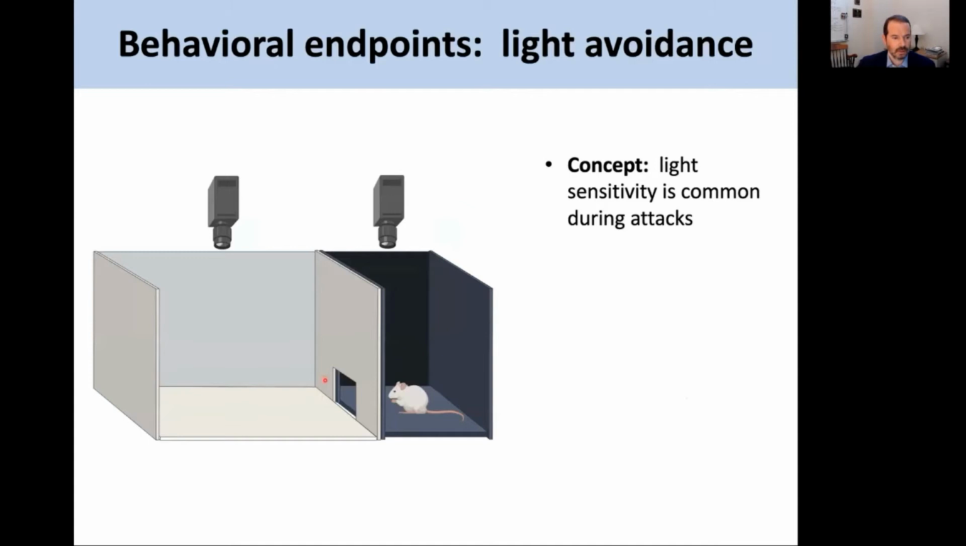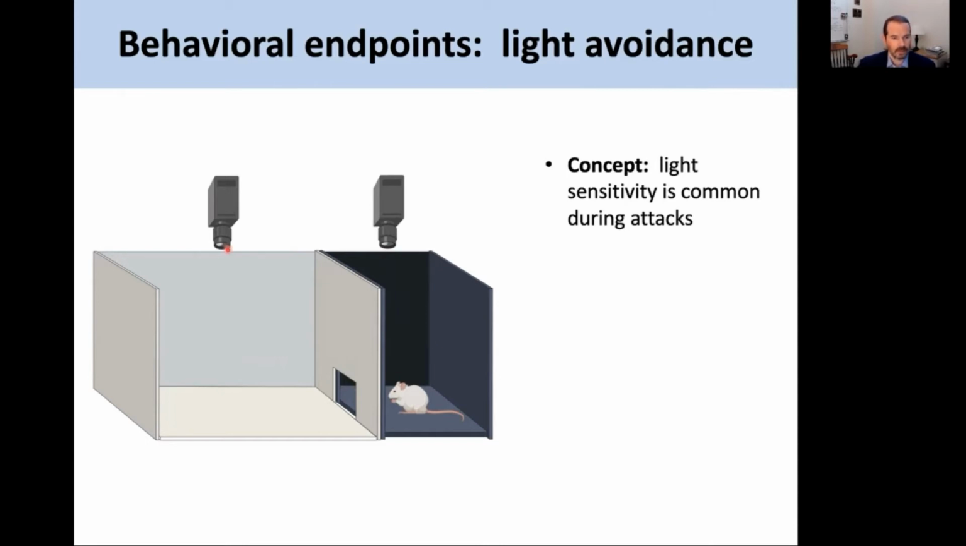Here is a 2-chambered device that would be designed to measure light avoidance. You could have a rodent in a dark side of the box or a light side of the box. There would be a door between the two. The animal can freely move in whichever side that it wants. You might have video cameras that are recording where the animal is, how long it spends in this chamber versus how long it spends in this chamber.